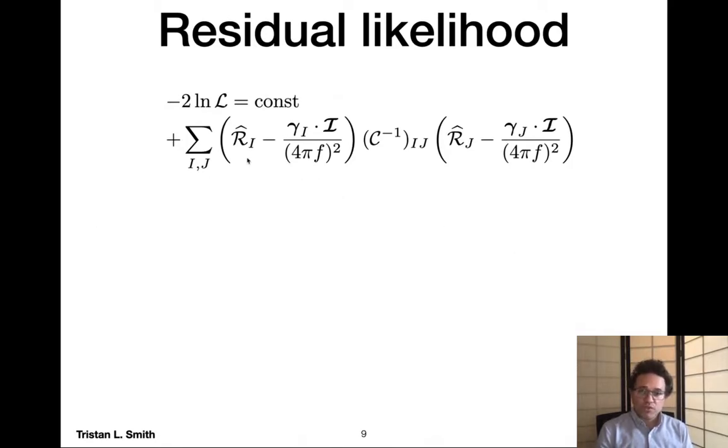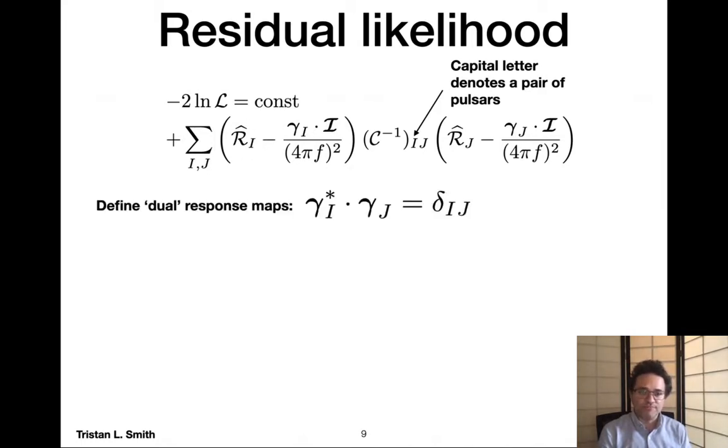So the residual likelihood can be written in this way using our notation. So here is the correlated time of arrival between unique pairs of pulsars. So I and J represent pairs of pulsars. And then this is the expected response given some gravitational wave background intensity map I. And here we're just assuming that these correlated TOAs between pairs of pulsars are Gaussian distributed.